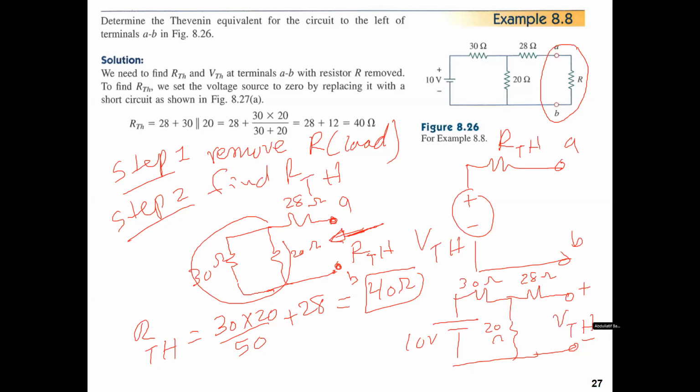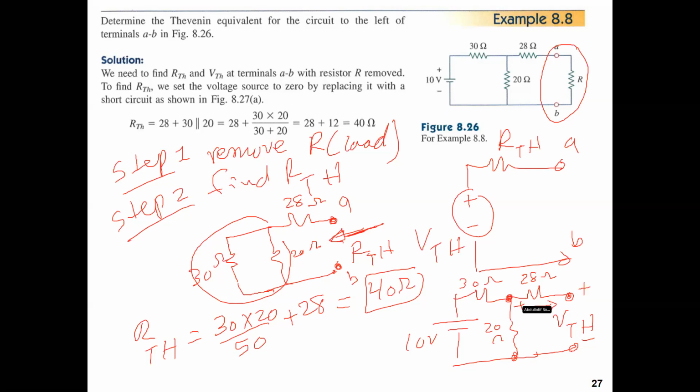Usually they call it VTH or VOC, V open circuit, because we open the circuit. Now, as we know, there's no current flowing here because this is open, since R was removed, so there is no voltage drop. So all the voltage here is the same as the voltage here, because there is no voltage drop here.